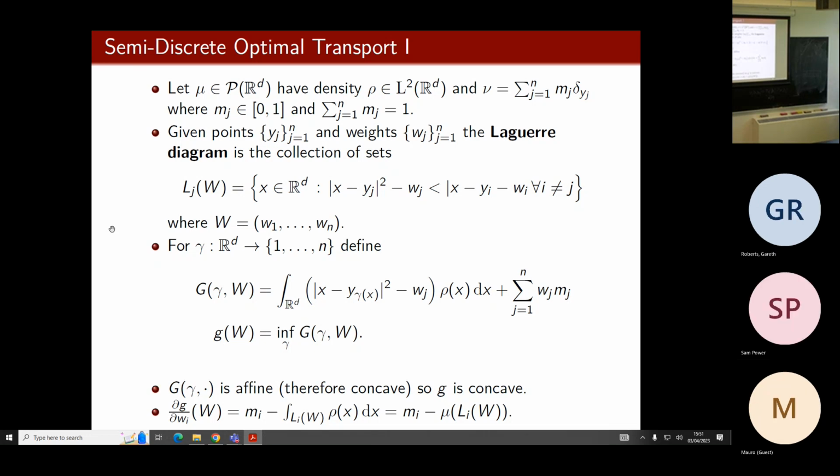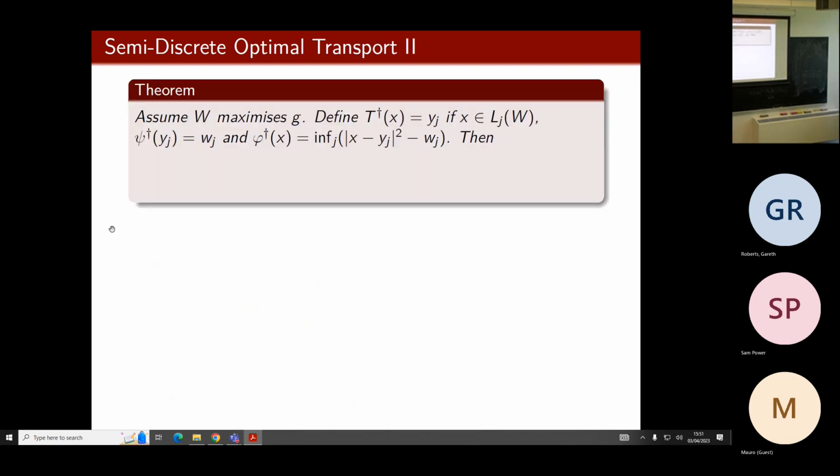So you can perhaps now even guess where this might be going. If I'm optimizing this g over w, then I'm going to be setting this here equal to 0. So my optimal weights are going to end up being where the measure of the Laguerre diagram is equal to the mass mi. So this suddenly starts to look like a mass conservation property. This is what the following theorem says.